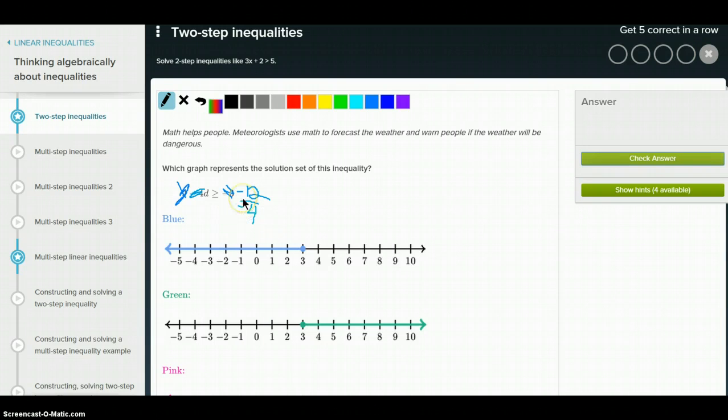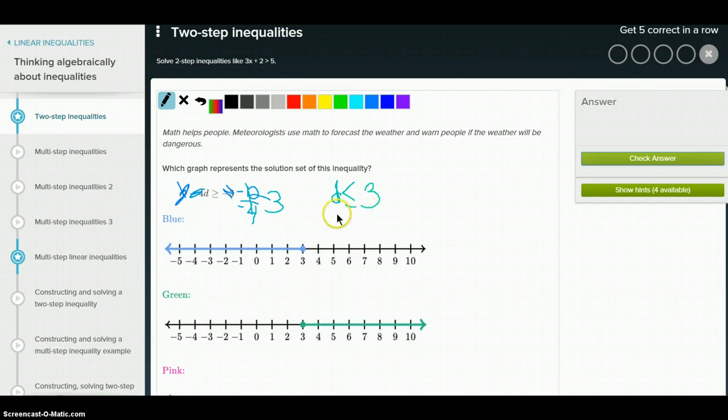Okay, and then this part could be tricky if you don't know this, but anytime you divide by a negative number, this sign is going to switch here. So instead of d being greater than or equal to 3, d is going to be less than or equal to 3.